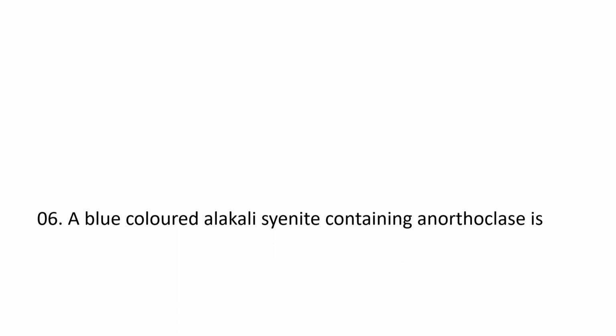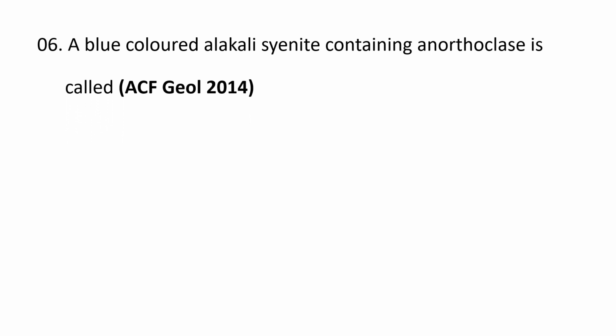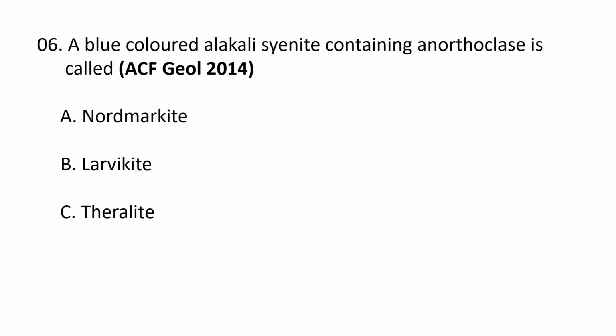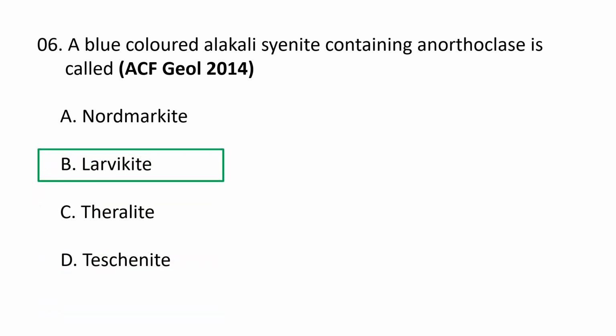Next question. A blue colored alkali syenite containing anorthoclase is called: A. Nordmarkite, B. Larvikite, C. Tralite, D. Teschenite. The correct option is B, Larvikite. Larvikite is a variety of syenite or monzonite, and it is a relatively coarse grained, anorthoclase rich igneous intrusive rock. A blue colored alkali syenite containing anorthoclase is called larvikite. B, Larvikite, is the correct option.